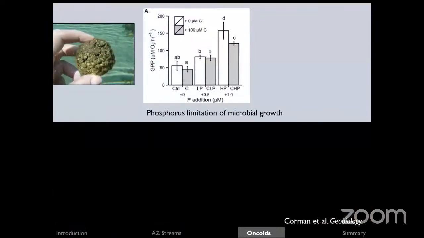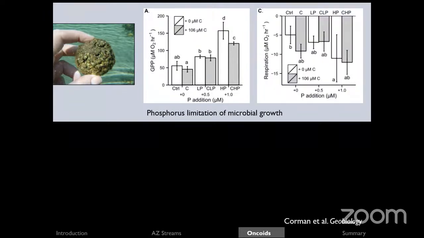Okay, so looking at phosphorus limitation of growth, I added phosphorus and saw an increase in gross primary production, suggesting again, calcium carbonate might be limiting. I also saw responsive respiration as well. So bacteria were also limited, to an extent by carbon as well.